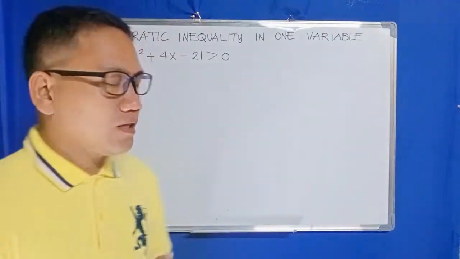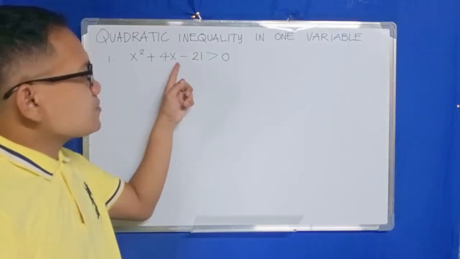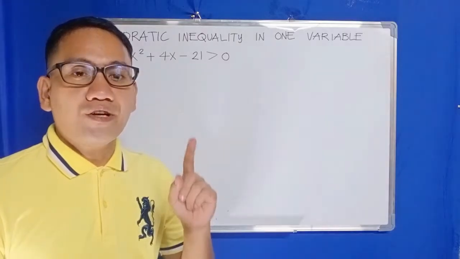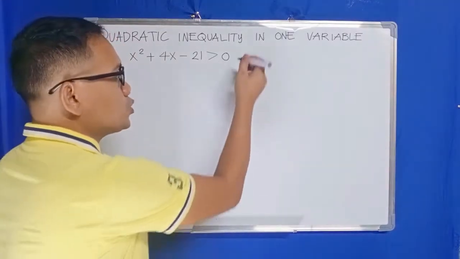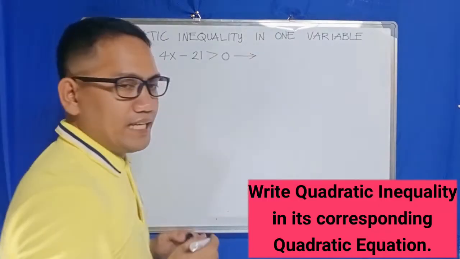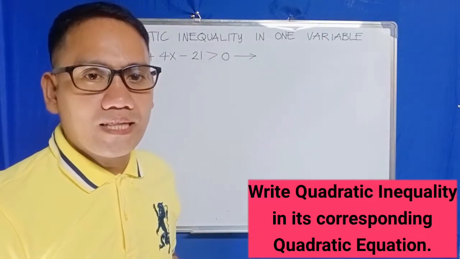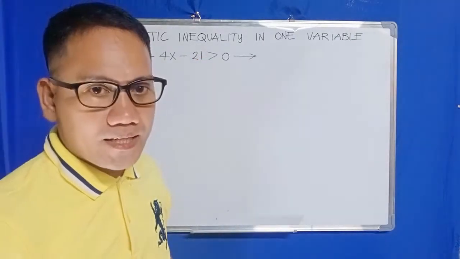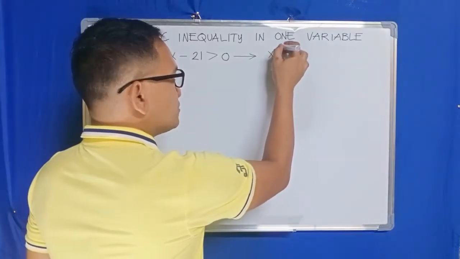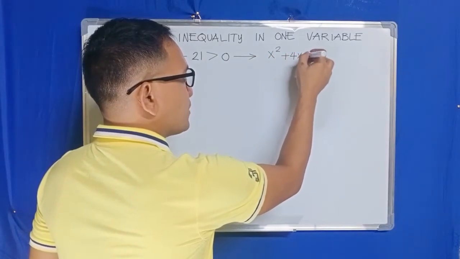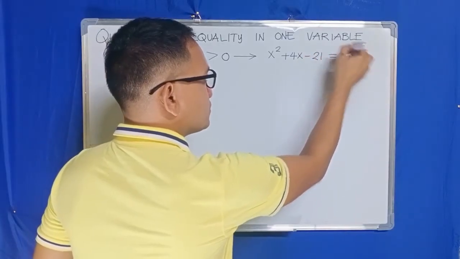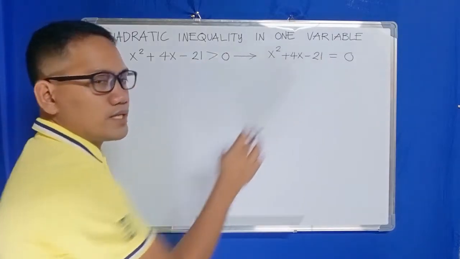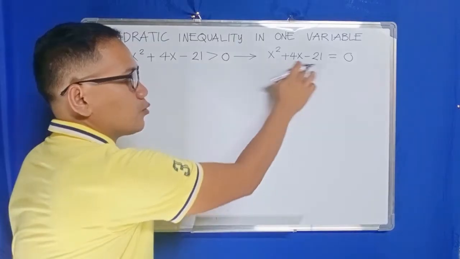Supposing our quadratic inequality is given, and that is x squared plus 4x minus 21 greater than 0. With this, to determine the solutions, the first step that we need to remember is that we need to write our quadratic inequality in its corresponding quadratic equation. This means the inequality symbol will be changed into an equal sign. And this leads us to x squared plus 4x minus 21 equals 0. Again, we need to change our inequality symbol to an equal sign to make this one a quadratic equation.